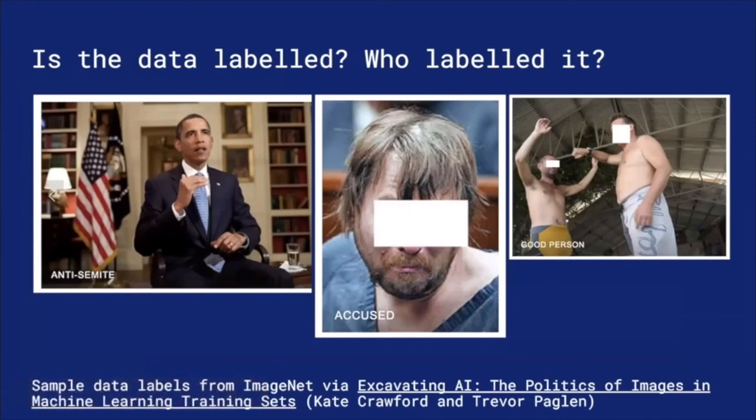Next, many systems that you might use in your AI project depend on data sets that have been annotated by people, often low-paid workers on platforms like Mechanical Turk. For example, ImageNet is a large visual database designed for use in visual object recognition software research, where some labels embedded in that include things like labeling Obama an anti-Semite, these random white bros, good people, and this guy in the middle who knows what's going on with him as accused.